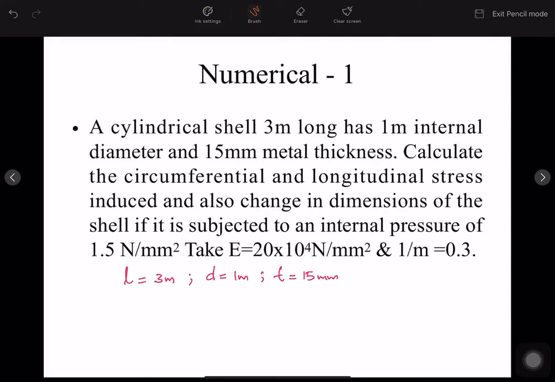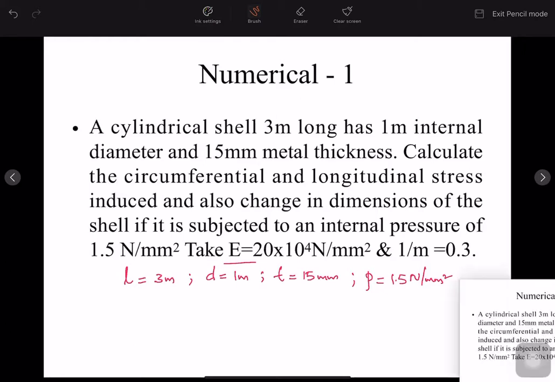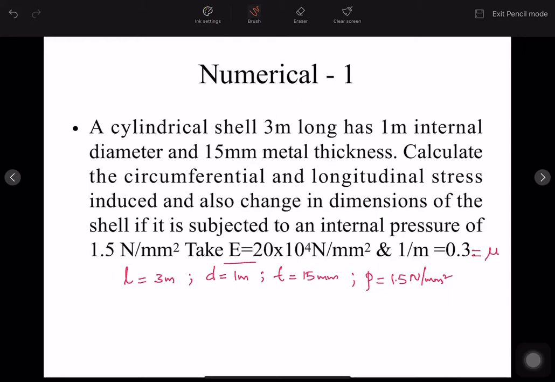Calculate the circumferential and longitudinal stress induced and also the change in dimensions of the shell, if it is subjected to an internal pressure of 1.5 Newton per mm square. Take E as 2 into 10 power 5 or 20 into 10 power 4, and here 1 by m is given, which can be written as equal to the mu value.